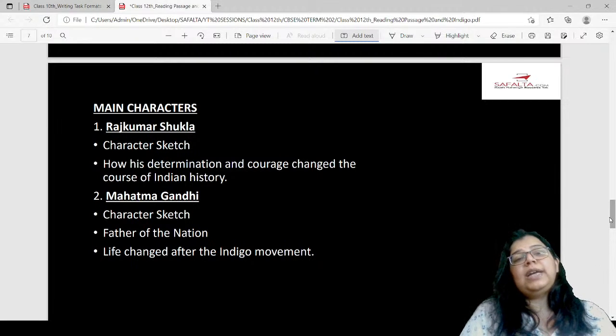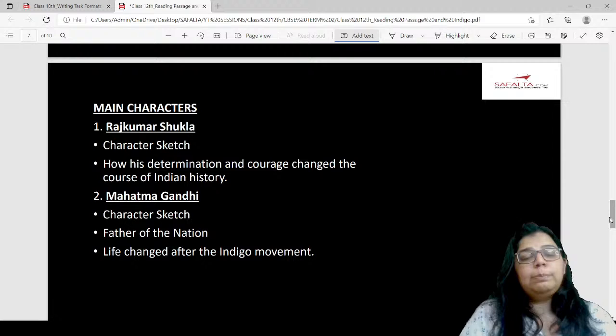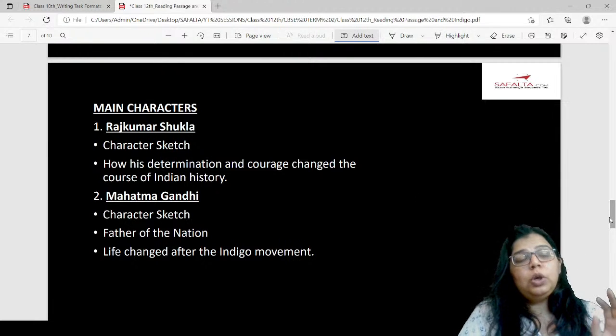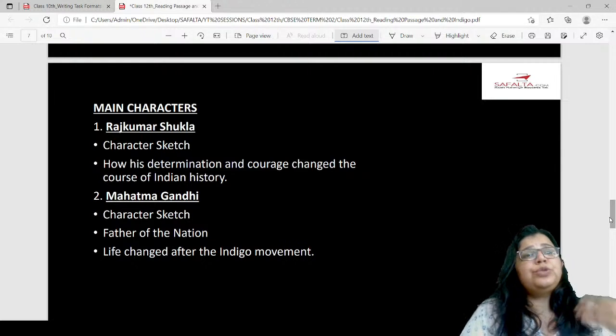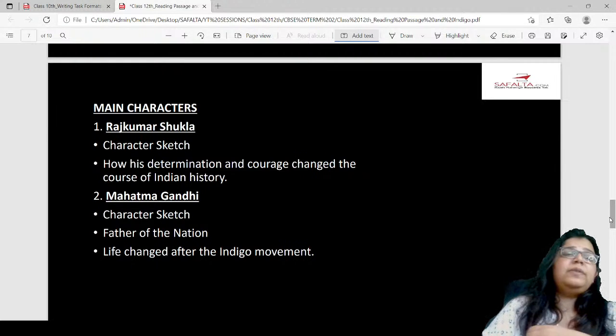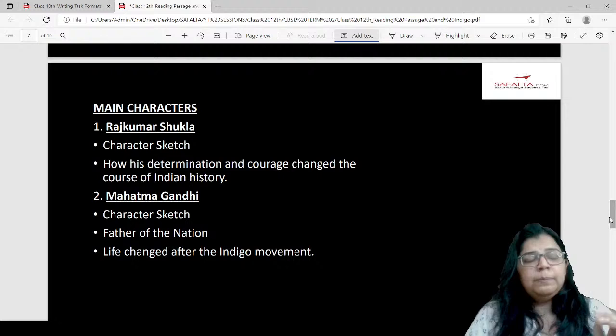this particular strategy, because it is not only going to help you with your class 12th exams, but it's also going to help you with the competitive exams that you give after class 12th. Okay, so with that we come to the end of reading passage.